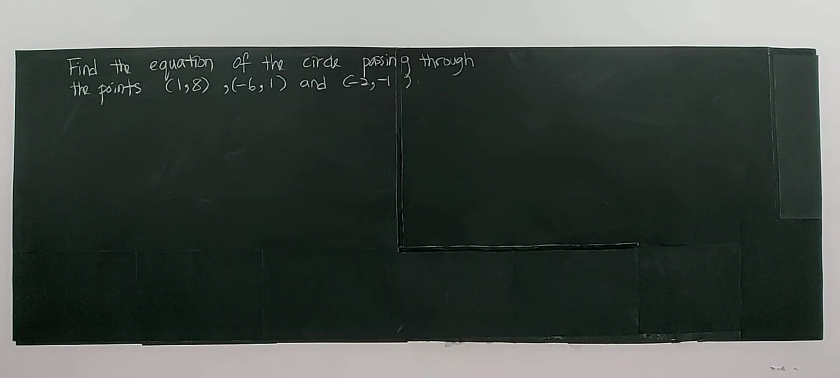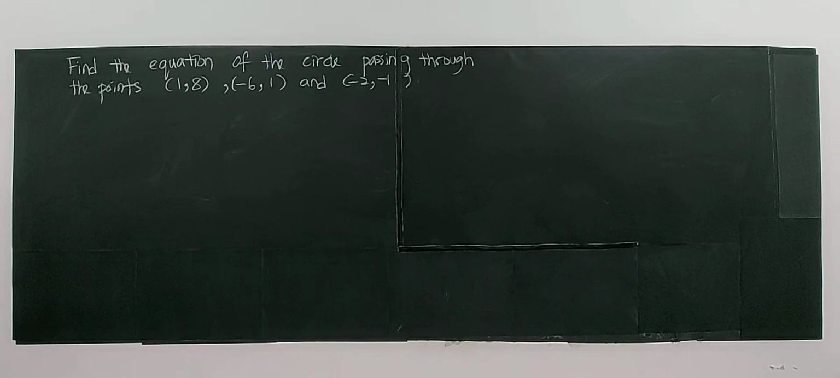Alright, this question is going to find the equation of the circle passing through the points, right? Which is not a direct question. The center is not given and the radius is not given. As I told you before, if you want to find the equation of a circle, you need two pieces of information, which are the center and the radius of the circle.